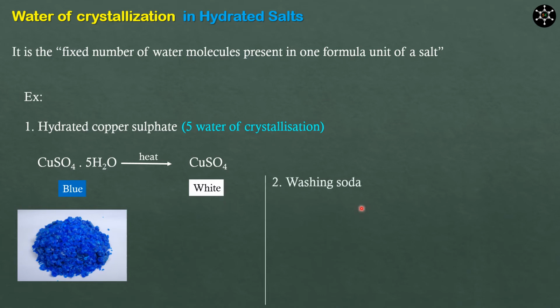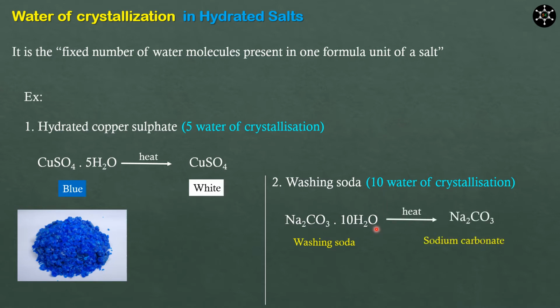Another example is washing soda. Formula is sodium carbonate decahydrate. Deca means 10. Since there are 10 water molecules for 1 Na2CO3, water of crystallization is 10 for washing soda. When we heat it, it loses all water of crystallization and just becomes sodium carbonate.